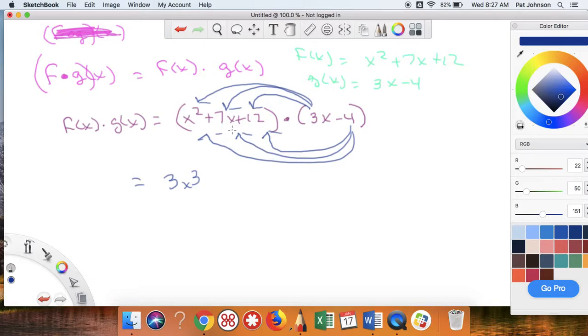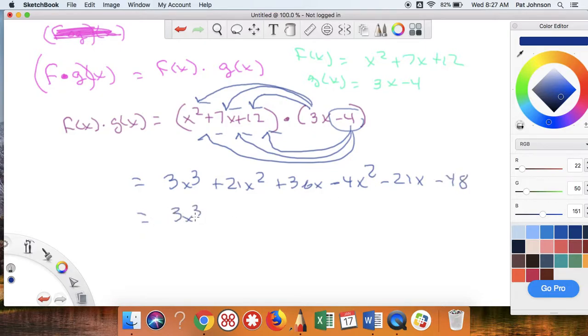3x times positive 7x is plus 21x squared. 3x times 12 is plus 36x. Minus 4 times x squared is minus 4x squared, because remember this is a minus. Minus 4 times 7x is minus 21x, and minus 4 times 12 is minus 48. Now I've got to combine like terms.